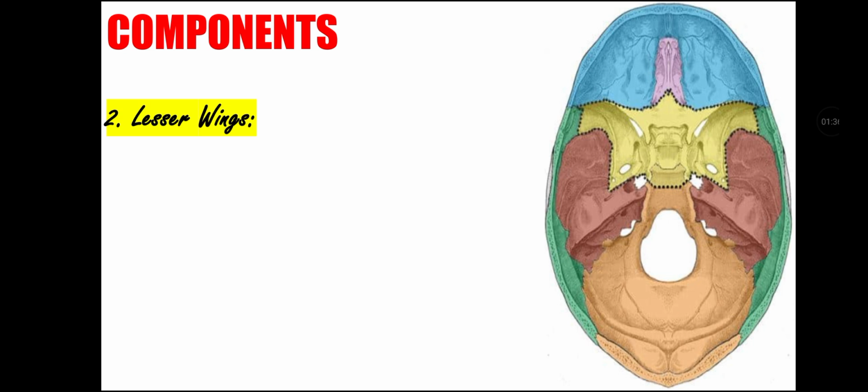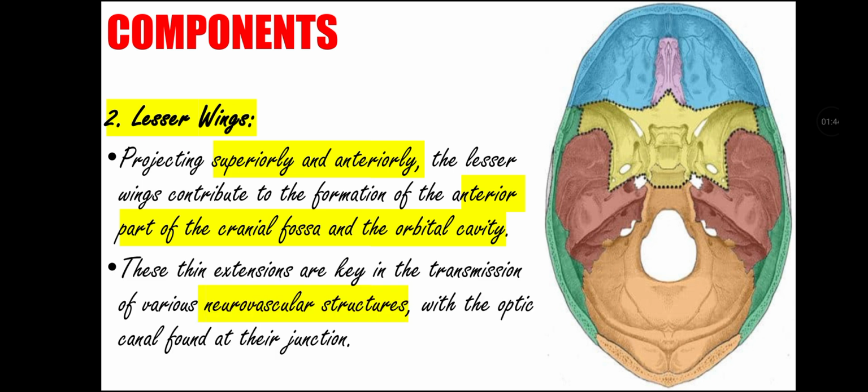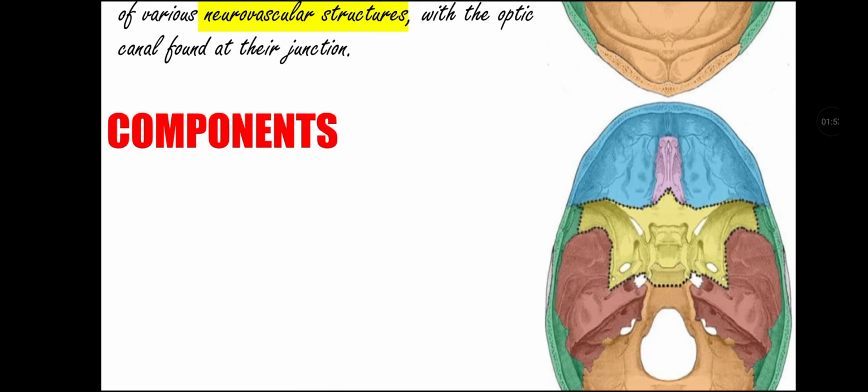Further talking about components, it has lesser wings that project superiorly and anteriorly. Lesser wings contribute to the formation of anterior part of cranial fossa and the orbital cavity. These thin extensions are key in transmission of various neurovascular structures within the optic canal found at their junction.